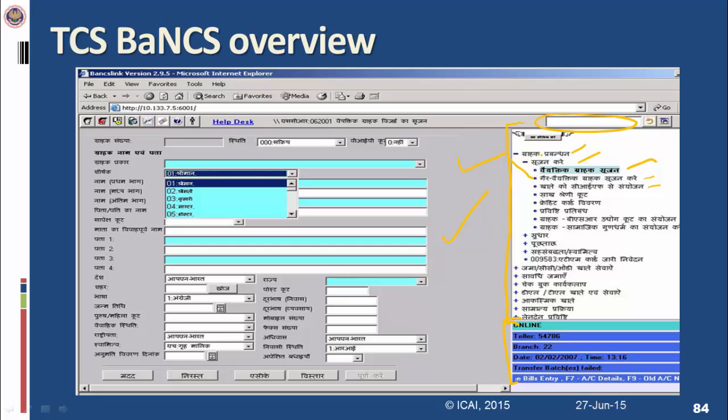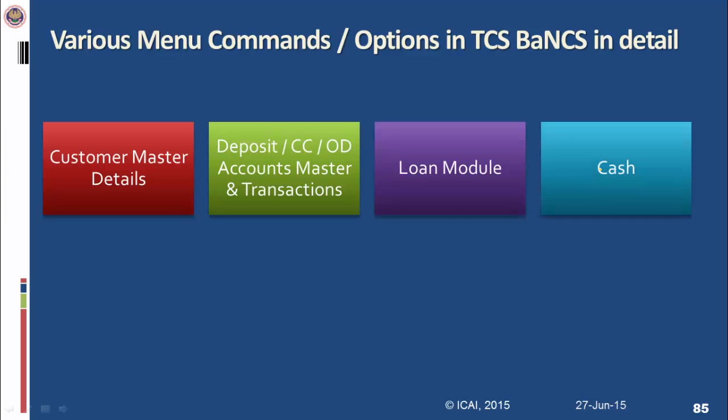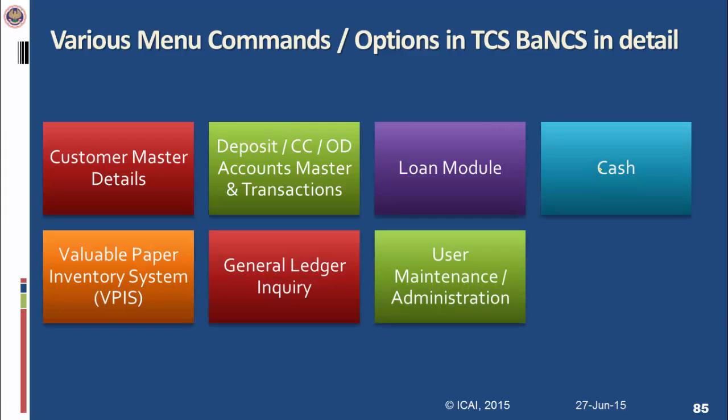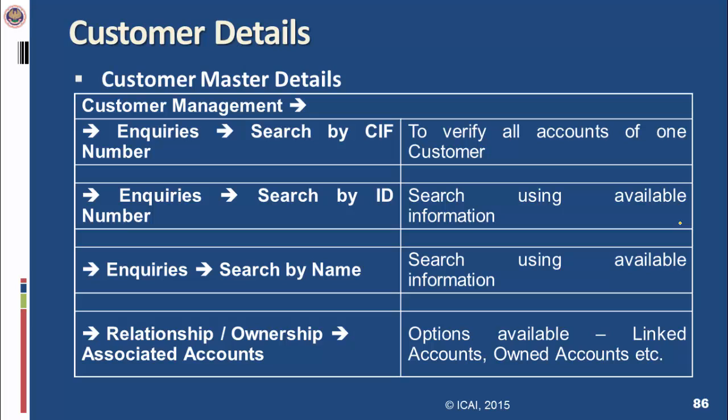That is, first the customer master, and go to the search by CIF number, that way. So let's go into that. Before that, let's understand which types of menu commands we'll be discussing. We'll be discussing customer master detail, deposit CCOD setup, loan module, cash, valuable paper inventory system, general ledger inquiry, user maintenance and administration, and miscellaneous commands. So let's go one by one.